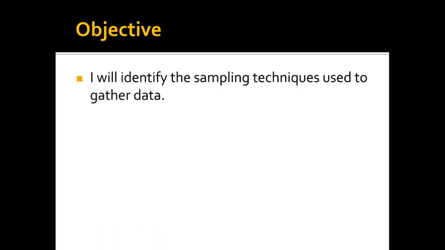We're going to talk about data collection and different methods of sampling, what they are and how they can be used. So the objective is that at the end of this, you will be able to identify the sampling techniques used to gather data. So if you look at a study and they tell you what they do, you'll be able to identify, oh, that's this type of sampling, or oh, that's this one.